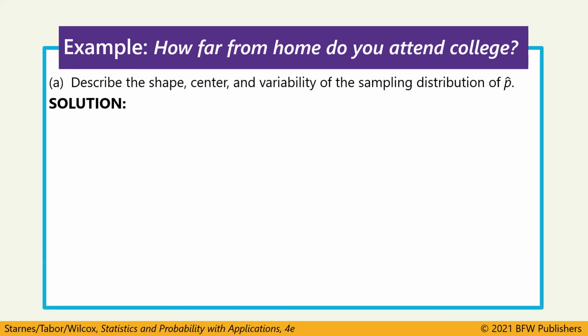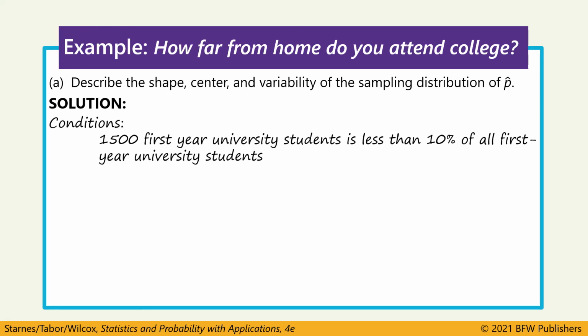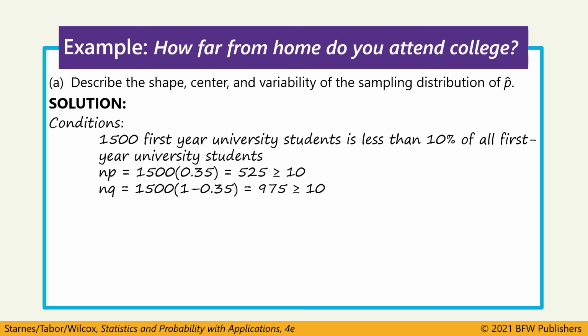In part A, we're being asked to describe the shape, center, and variability of the sampling distribution of P hat. We want to check those conditions first. 1,500 first-year university students is less than 10% of all first-year university students. And NP and NQ are both values that are greater than or equal to 10. So because of that, this distribution will be approximately normal, and we can use those equations for the standard deviation.